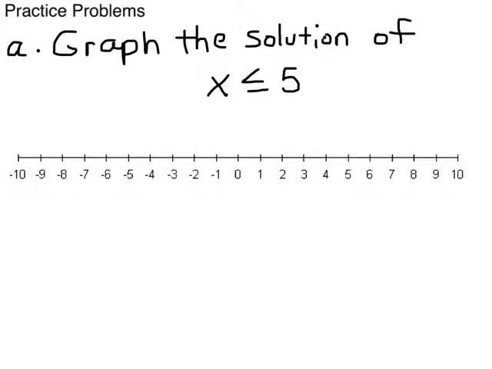Alright, so let's do our practice problems. A says graph the solution of x is less than or equal to 5. So if it has the equal to, we're going to put the closed circle on 5. And if it's less than, it's going to the left, and put our arrow there.